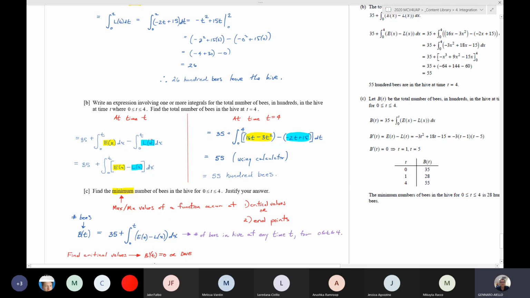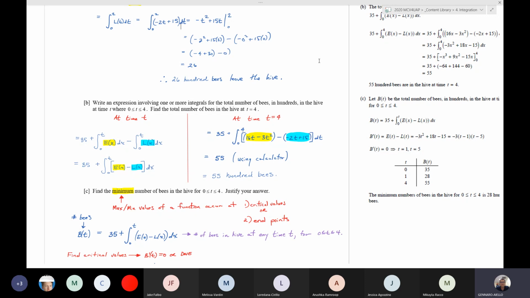Now, the second integral, what I'm going to subtract, is the number of bees that are removed from the hive in that time interval from 0 to t. To get that, I would integrate from 0 to t L of x, which is the rate at which bees are leaving the hive. So if you wanted to, you could combine those two integrals into one and write 35 plus the integral from 0 to t of E of x minus L of x dx. That will give you the number of bees at any time you want in the hive, between 0 and 4.